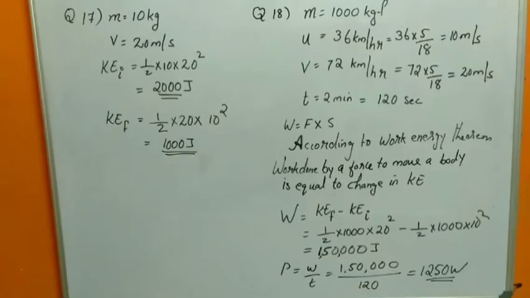Today we are going to continue with the chapter 2b numericals. Question number 17. A body of mass 10 kg. So the mass of the body is given as 10 kg, moving with a velocity of 20 meter per second. You are asked to find, if the mass of the body is doubled and its velocity is halved, its initial kinetic energy and final kinetic energy.